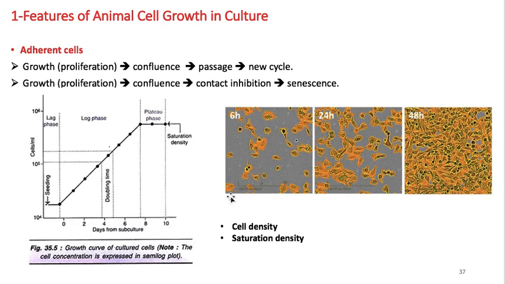Cell density, I want you to distinguish between two things. Cell density is the number of cells per milliliter of the medium, which we do at seeding, we count them. Saturation density is the density of the cells, meaning the number of cells per square centimeter of surface area. And we have the saturation density in the plateau phase and not before.